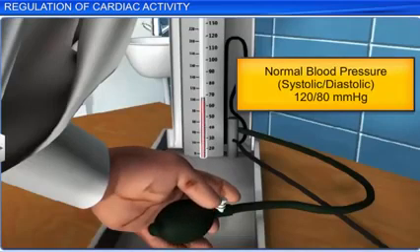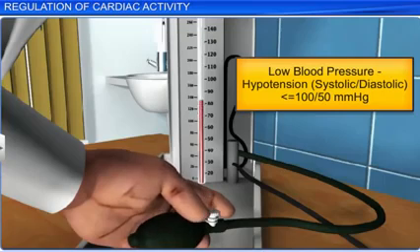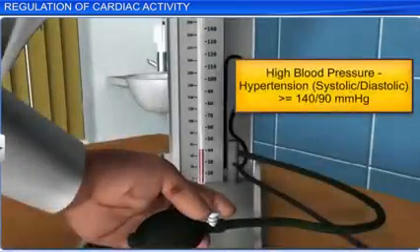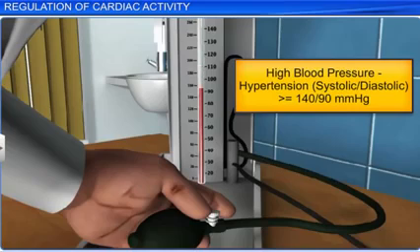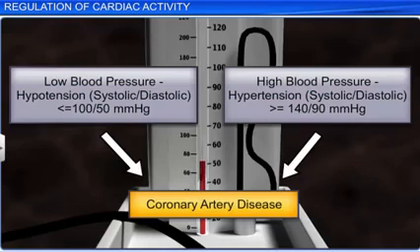A healthy individual has a systolic and diastolic pressure of 120/80 mmHg. When BP is 100/50 or less, it is called low blood pressure or hypotension. Similarly, when BP is 140/90 or more, it is called high blood pressure or hypertension. Thus, any drastic change from normal blood pressure leads to coronary artery disease.